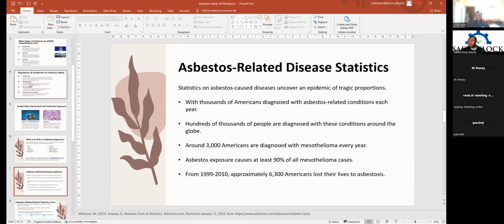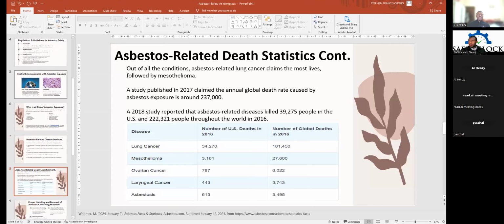From 1990 to 2010, approximately 6,300 Americans lost their lives to asbestosis. This is for asbestosis. Now when we look at the related death statistics, out of all conditions, asbestos-related lung cancer claimed the most lives, followed by mesothelioma. A study published in 2017 claimed that the annual global death rate caused by asbestos exposure is around 237,000. Then in 2018, a study reported that asbestos-related disease killed 39,275 people in the US and 222,321 people throughout the world in 2016. So we can just imagine what that rate would be at this time that we speak.